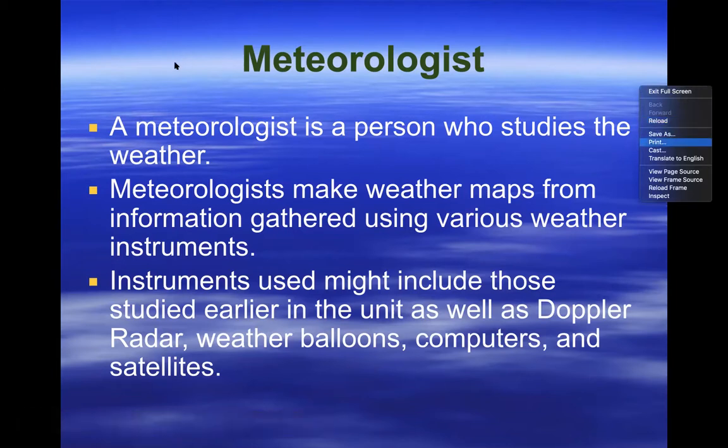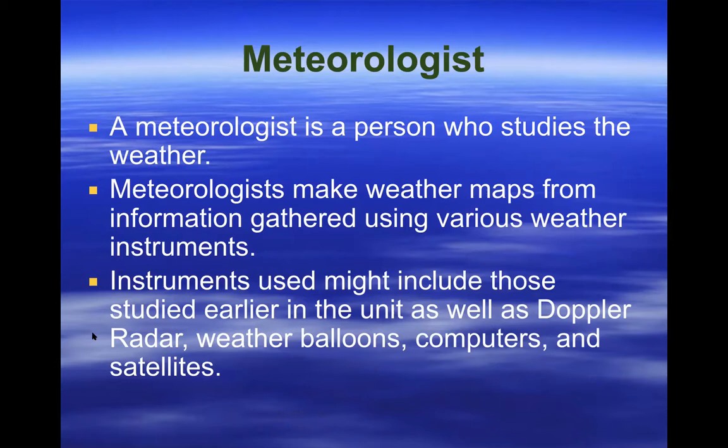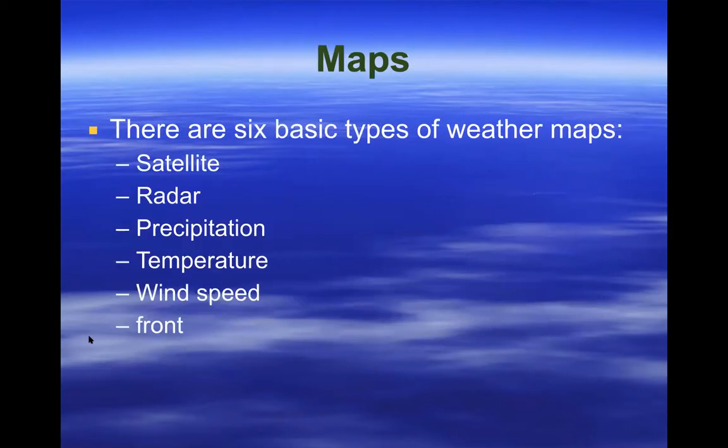Well, what's going on with this now? There are 6 basic types of weather maps. There's satellite weather maps. There's one that uses radar. There's one that will list the precipitation that's on the map, temperature, wind speed, and frontal.